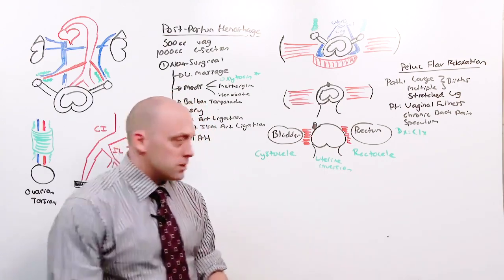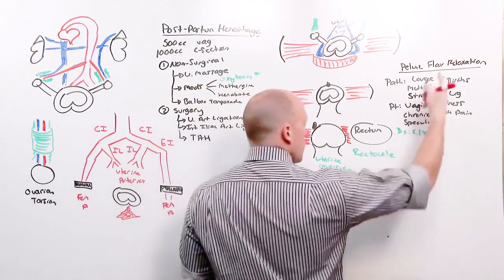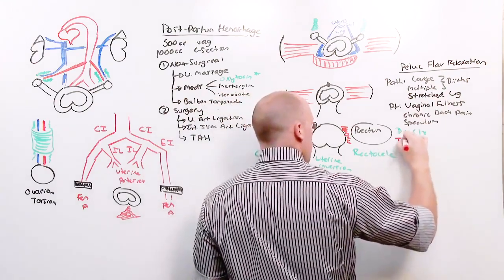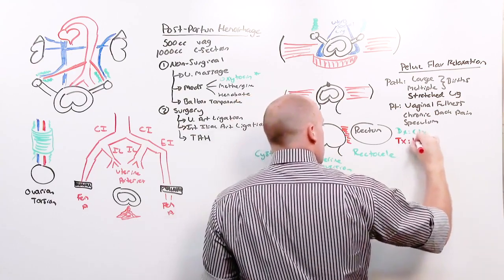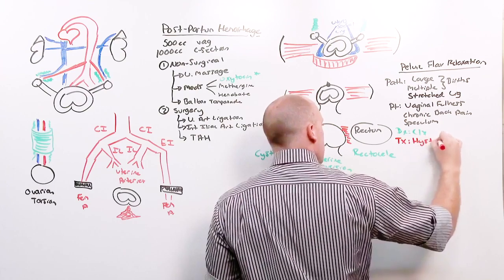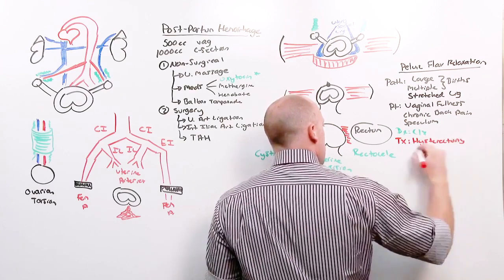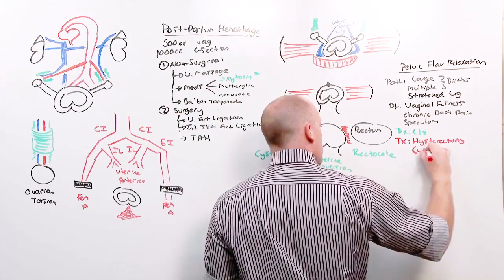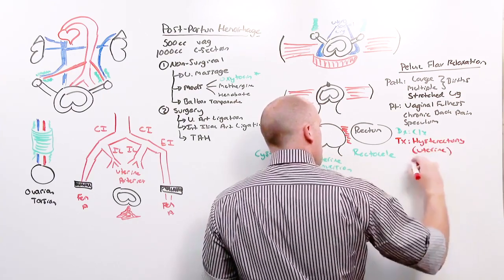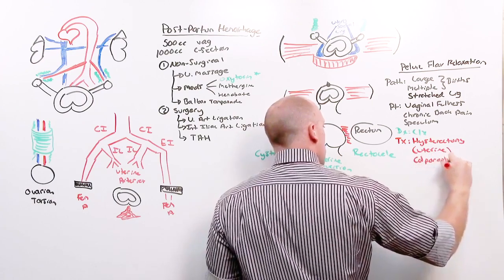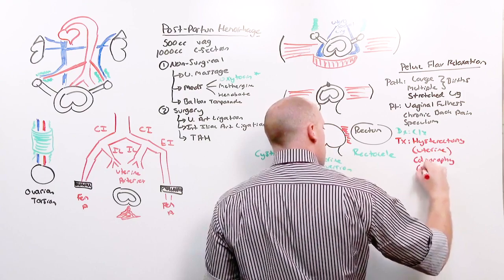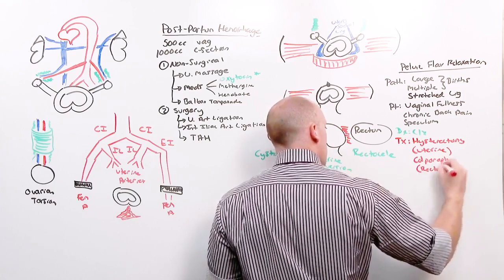The way you're going to treat this is first with some pelvic floor strengthening techniques. We talk more about this in the incontinence lecture, but really what you're going to need to do is a hysterectomy. And hysterectomy is used for uterine inversion. Or you can use colporrhaphy for rectocele and cystocele.